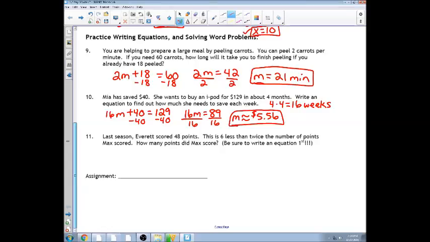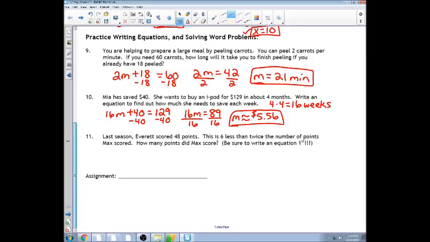So what we have done in these first two problems is we found out what our total needs to be. We found out what has already been done, and I added that on my side where I'm going to have the variable. Okay? Then in problem number 1, I found out I could peel 2 carats per minute, and I'm looking for how many minutes. So I took 2 times the variable that I'm looking for, which was minutes. Problem 10, I was looking for how much money per week. We knew there were 16 weeks, so 16 times the amount of money, which got us to 5.56.